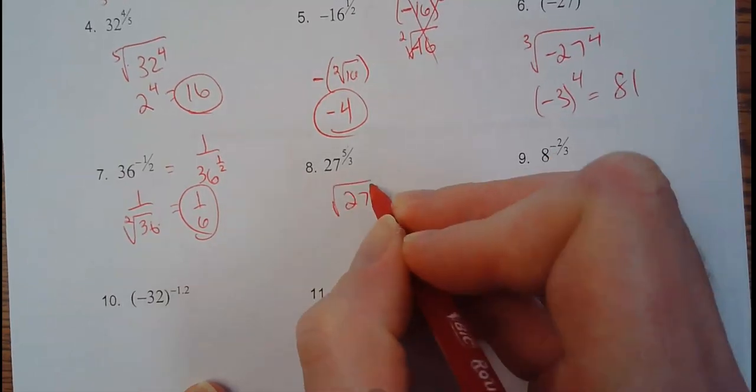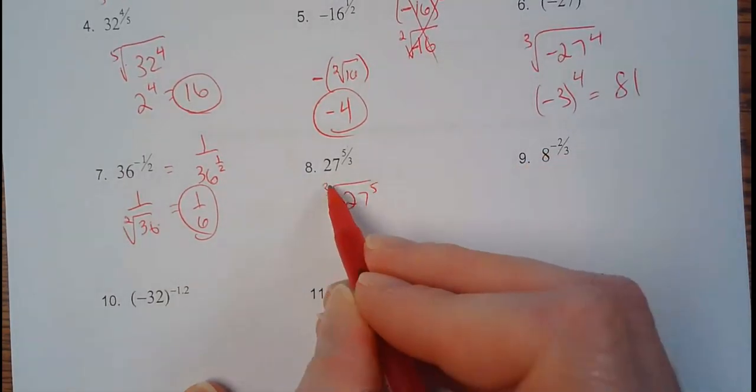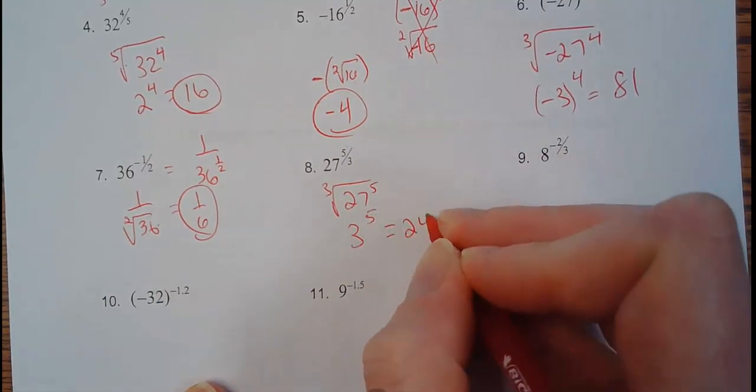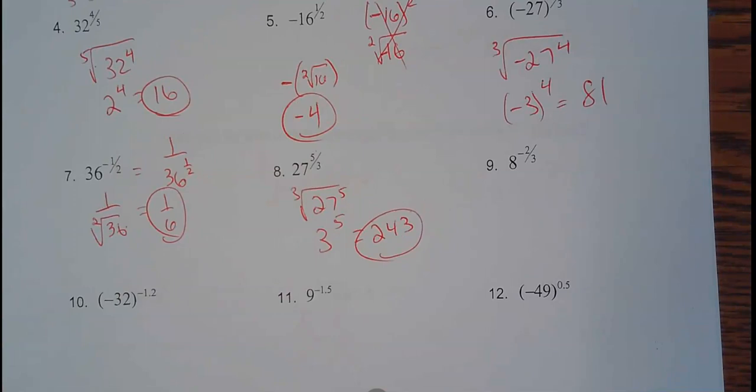27, fifth power, third root. Do the root first. That's 3. 3 to the fifth, 243. And I know those because I'm a math teacher. Just put them in the calculator. If you're doing 3 to the fifth, that's fine if you use a calculator for that.